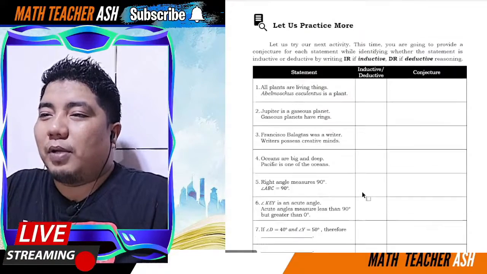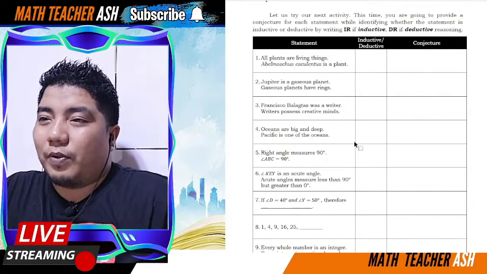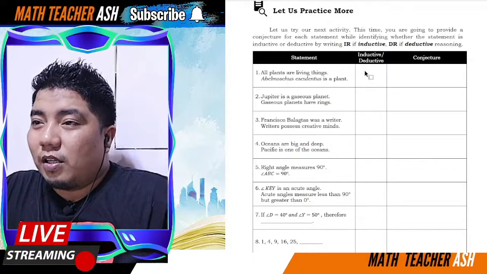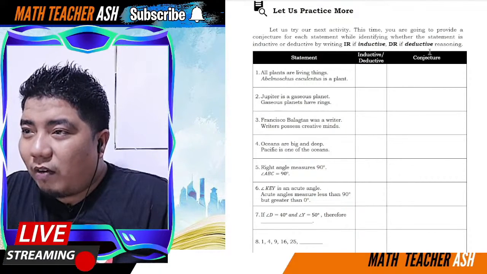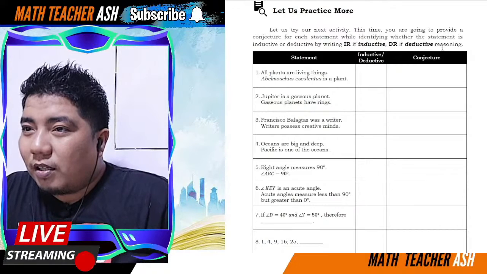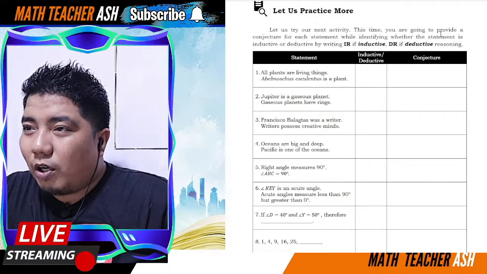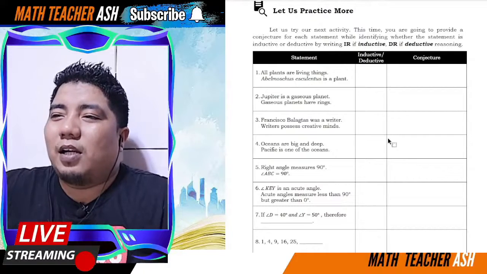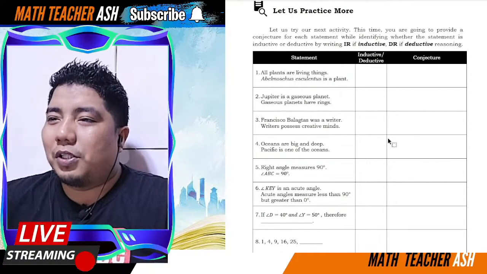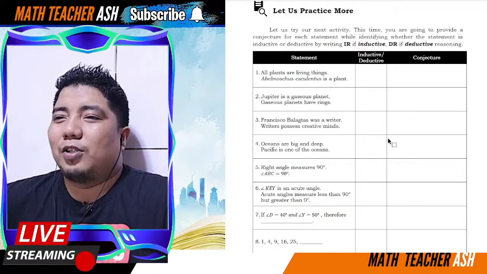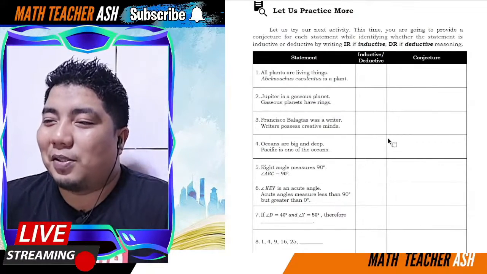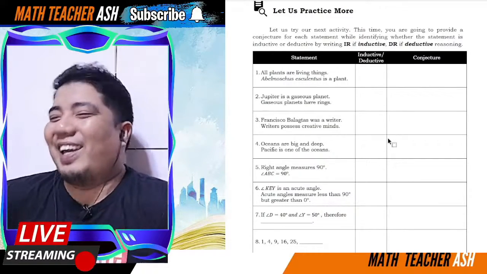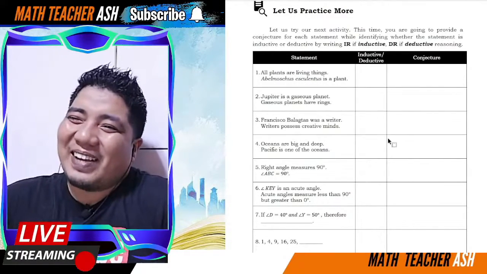Okay, so kayo naman dito, my dear math learners, ang gumawa. Dito, sabihin nyo kung inductive ba siya or deductive. Then sabihin nyo kung sino dyan si conjecture. IR for inductive, DR for deductive. Okay? Then, you are going to provide a conjecture. So, all plants are living things. A Belmuscus esculentus is a plant. So, therefore, a Belmuscus esculentus is a living thing. Okay, ganun lang. Pwede, math learners.